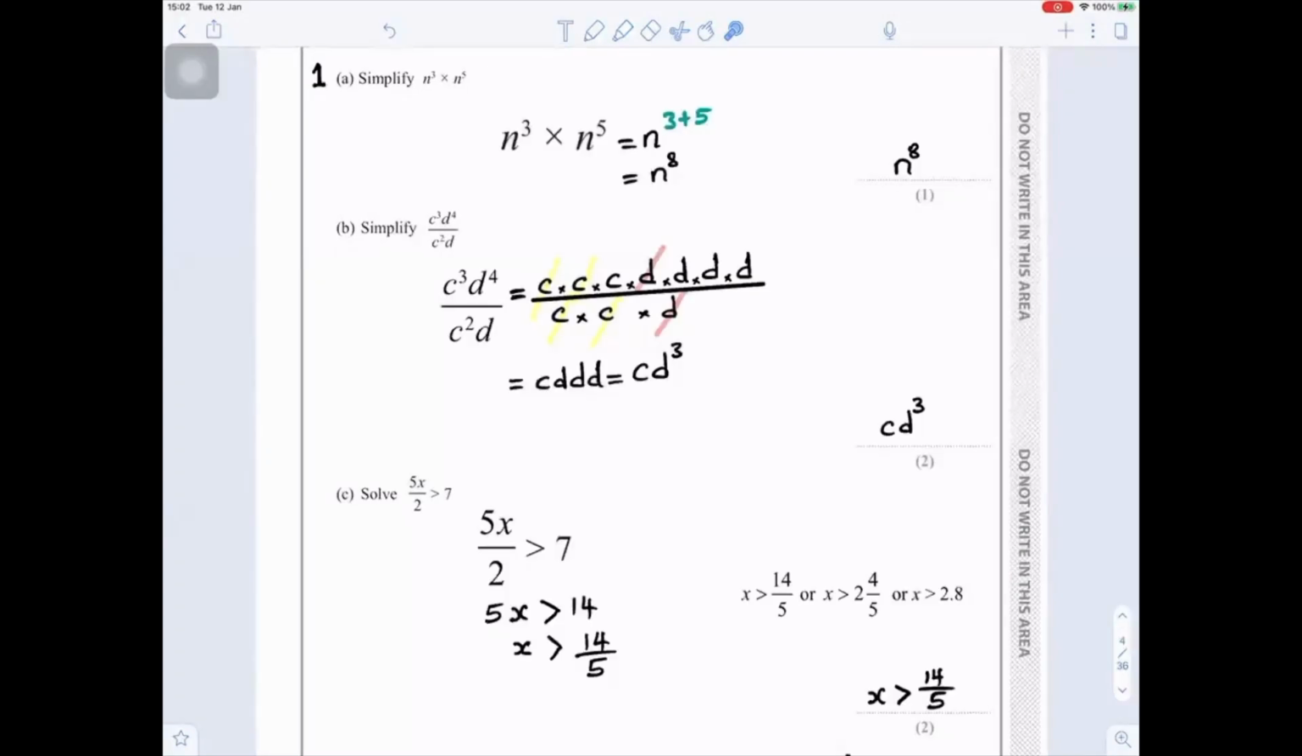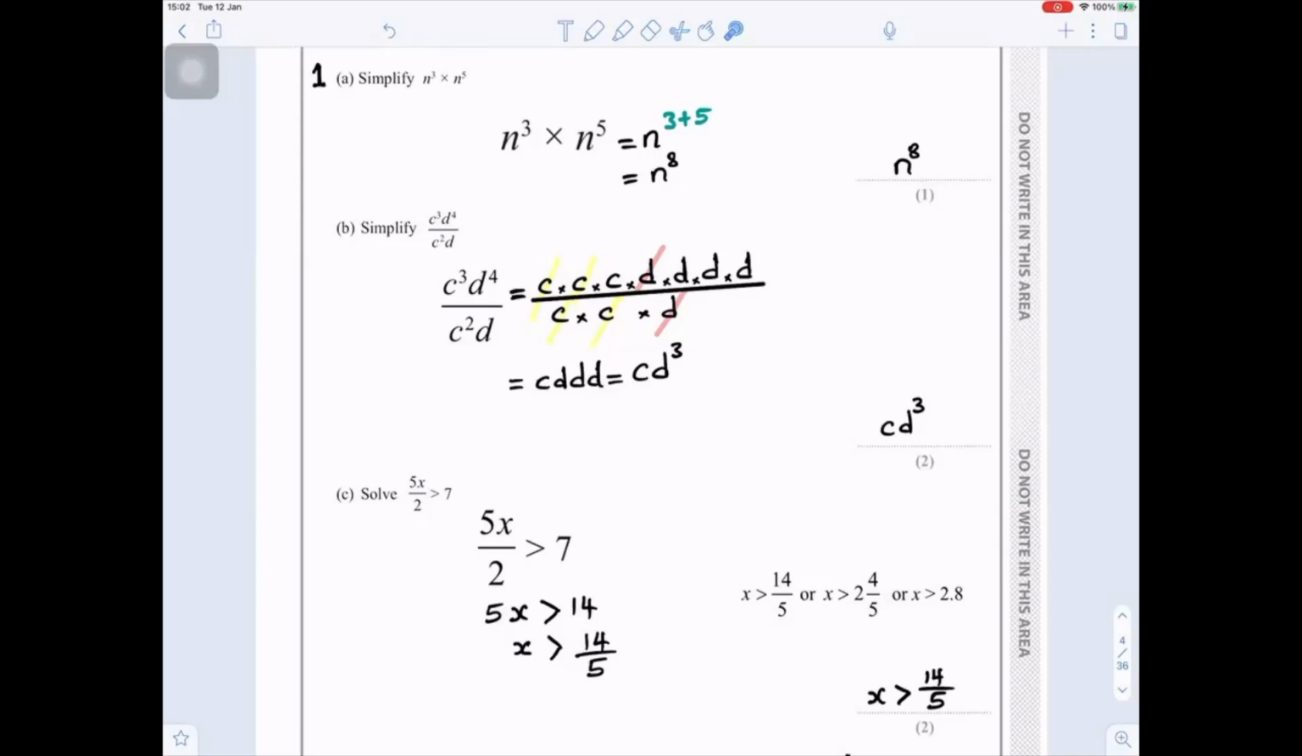So the way we do this type of question is the base is the same, n and n, so we add the power. The base is the same, you add the power. One of the laws of indices. So 3 plus 5 gives you 8. So your answer is n to the power 8.